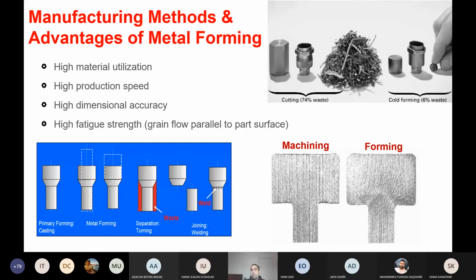And what we know is that fatigue is triggered by the small cracks that we have on the part, and these cracks start to propagate. They start to get bigger till the part fractures. So the fewer cracks that we have on the surface of a part, the higher the fatigue life will be. So this is why we get a much better grain flow in a part which is formed compared to the one which is machined.